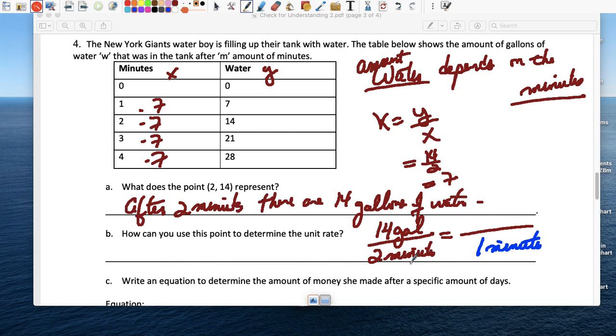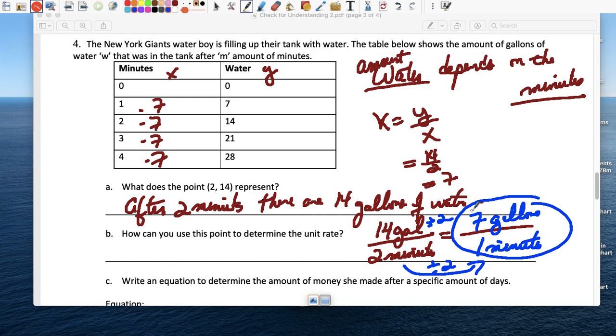Well, in 6th grade they tell you, right? What did you do? Divide 2 to get 1. Well, you divide that by 2. So therefore I divide the top by 2 and I get what? 7 gallons. And there's your unit rate.